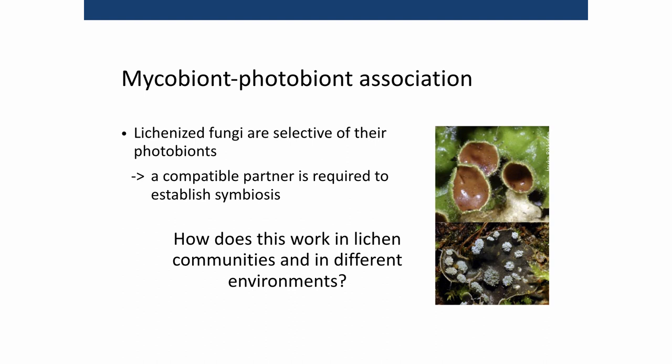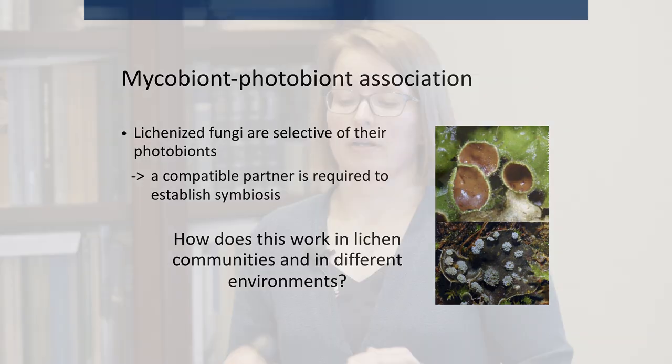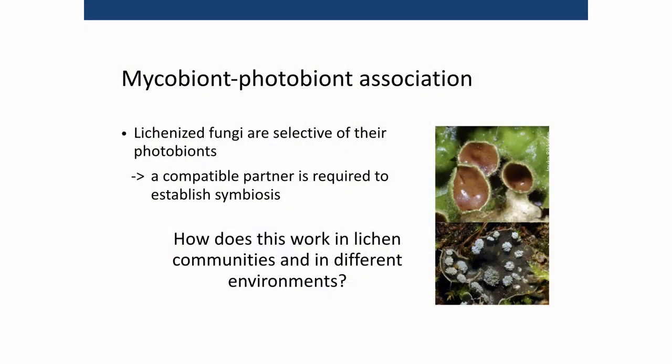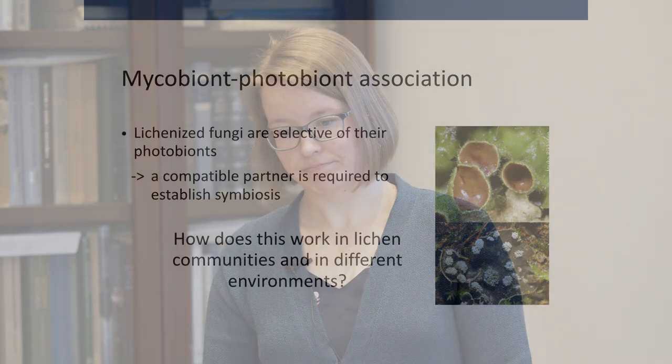Then we can get to the mycobiont-photobiont association. The tricky part there is that the fungi can't just take any cyanobacteria or green algae from the environment, but it needs to be a specific kind, so it needs to be compatible. And what I'm very interested in is how this actually works in lichen communities. How do they find this? And how does it work in different types of environments?